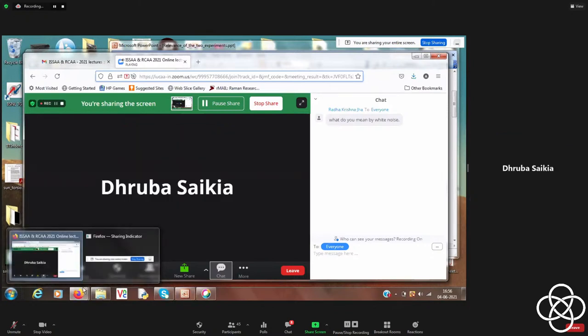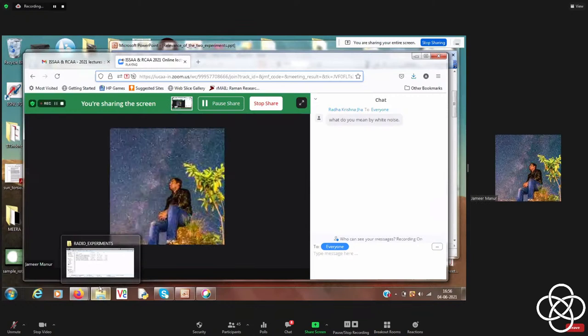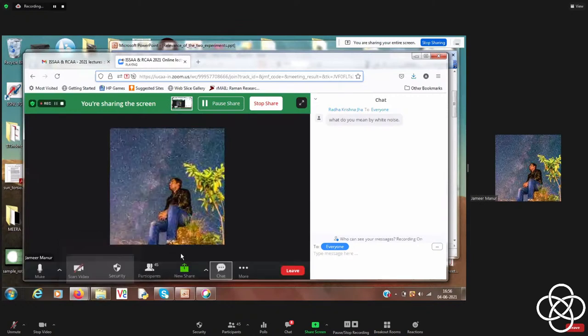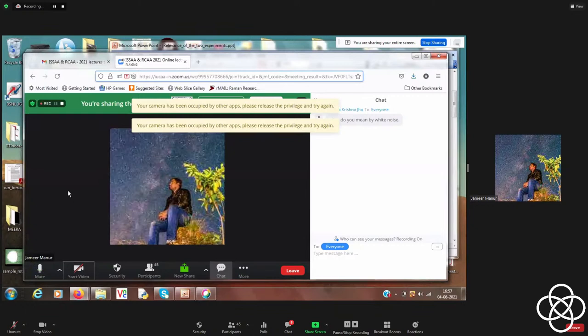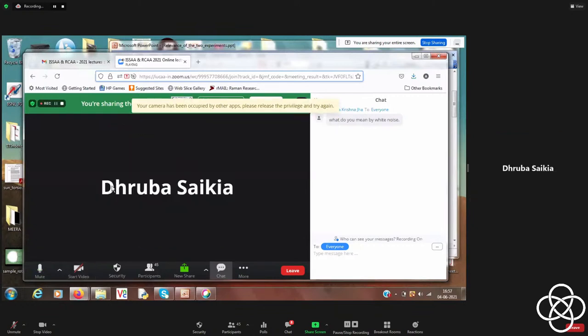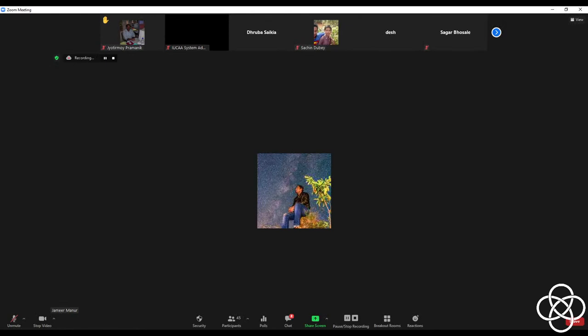Okay. Jameer, you want to take the gallery shot now or what? Yeah, I want to take a gallery shot. Jyotirma has raised his hand, so maybe we'll do that after the gallery shot. Okay. People leave. So, I request everyone, please turn on your cameras. But we'll have to stop sharing the screen first, I think. Oh, okay. I request you, please. Yeah, one minute.